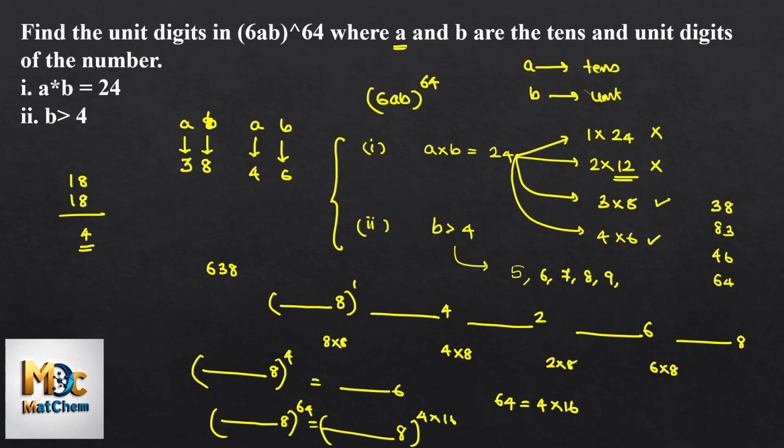For example, if the power of 4 is ending with the 6, then if you are multiplying with another number also, it will also end with the 6. That means if the number ending with the 8 to the power of 64 will end with the 6, that unit digit is going to be 6. Done. Then another possibility is 46.